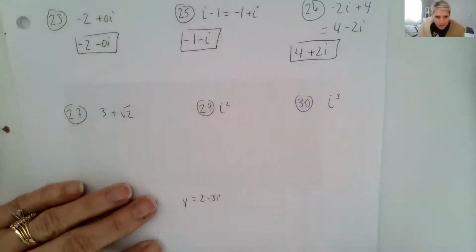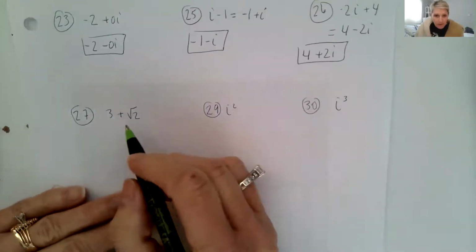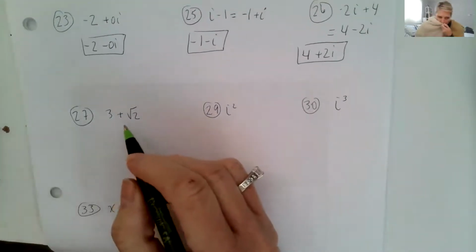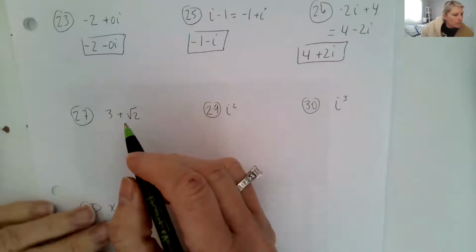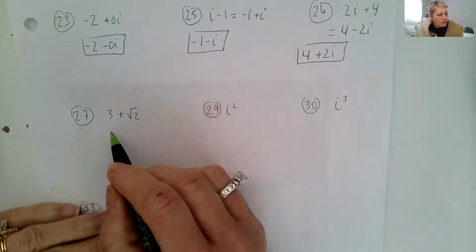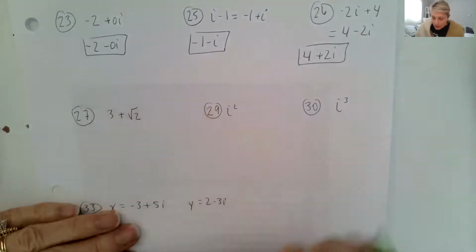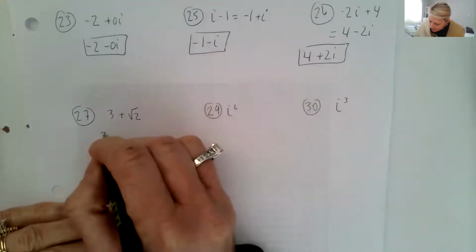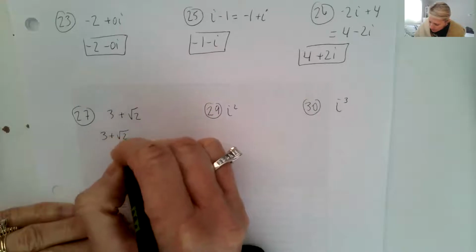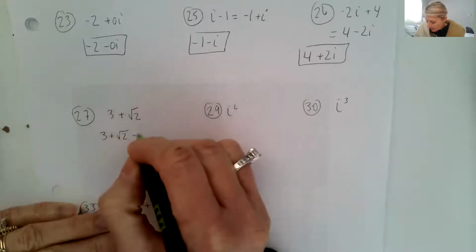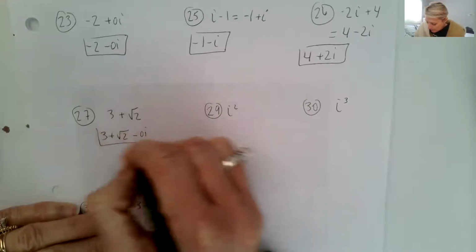Then 27, this is all a real number. So there's no imaginary part to it. So it's just going to be 3 plus the square root of 2 minus 0i.